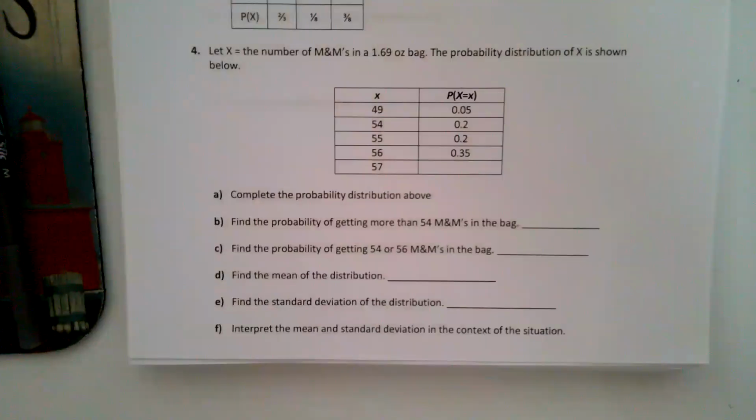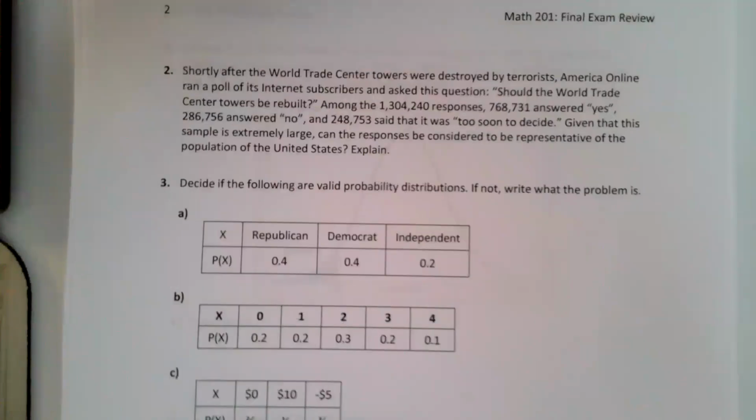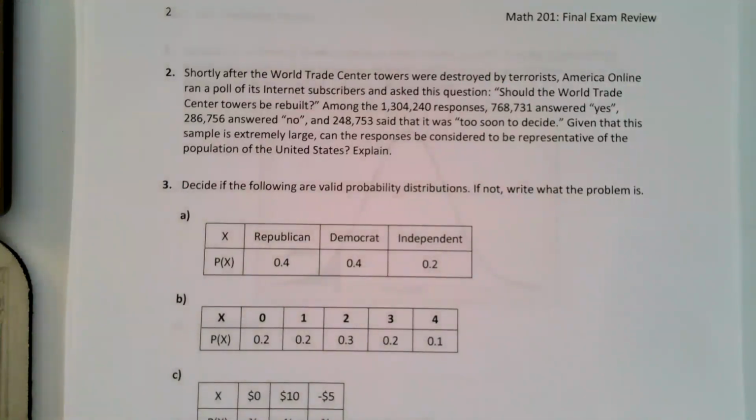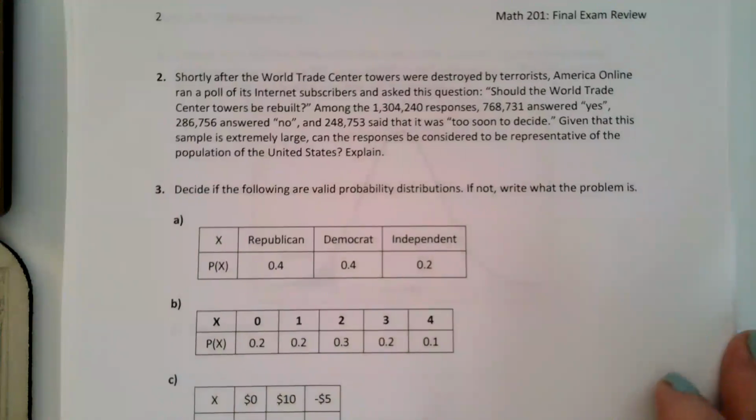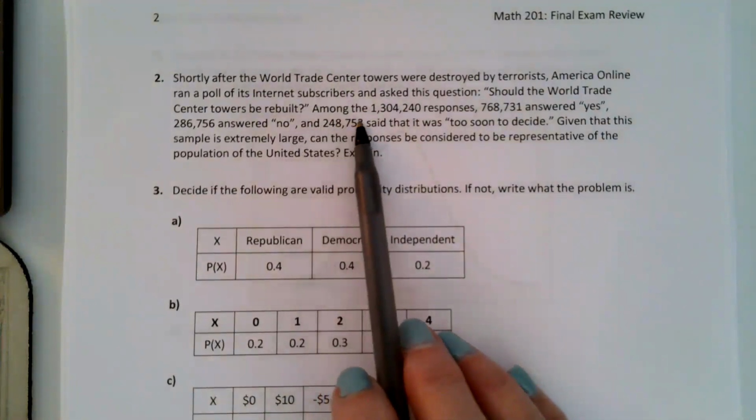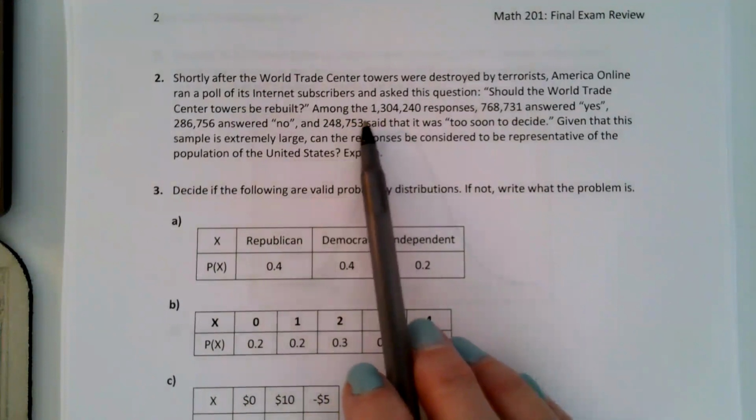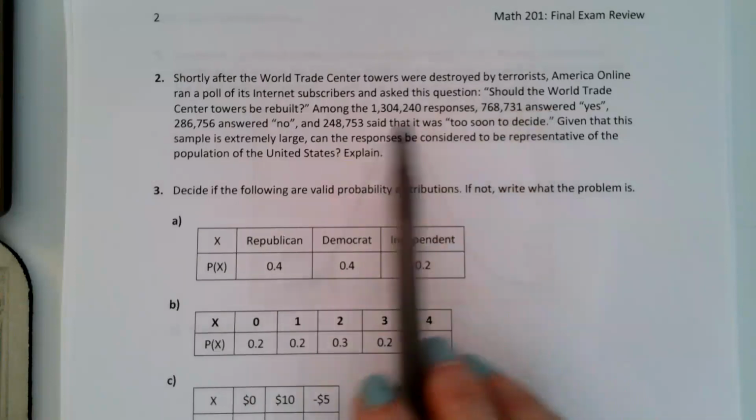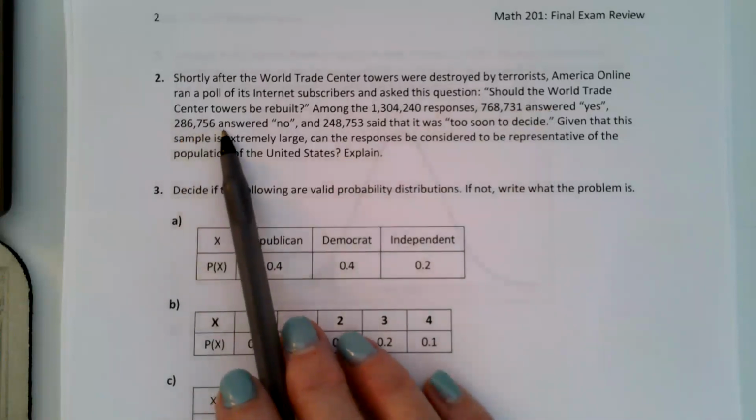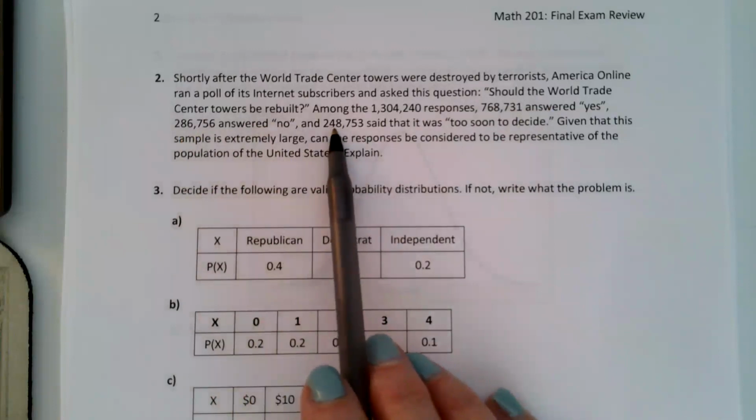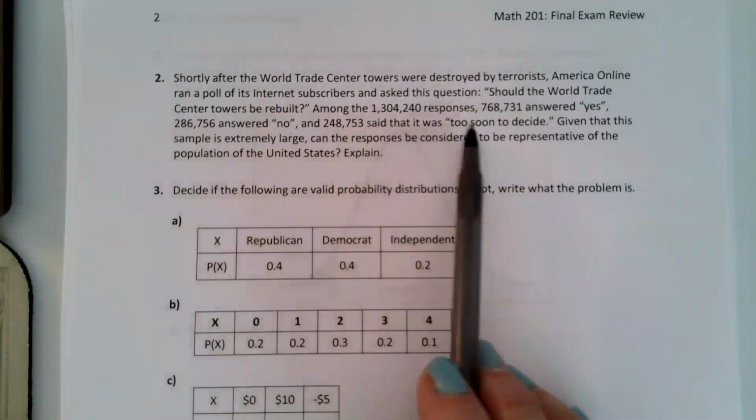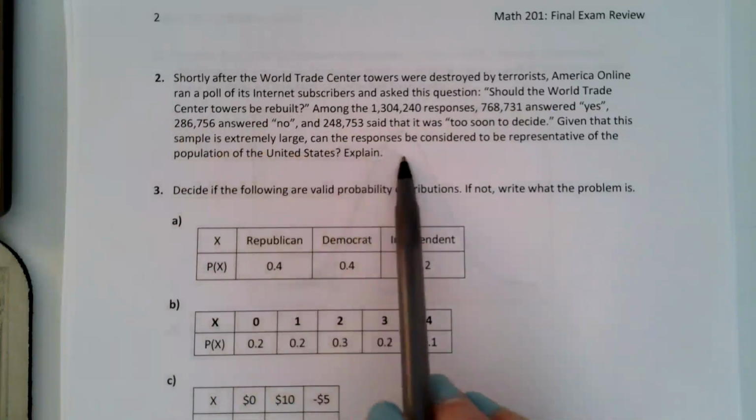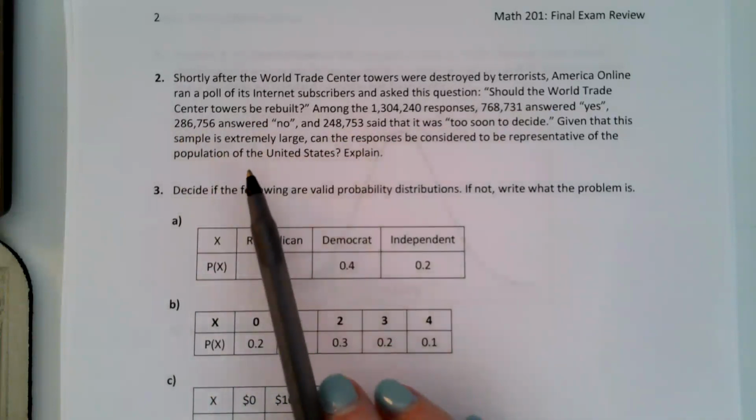Okay, question number 2 says, shortly after the World Trade Center towers were destroyed by terrorists, America Online ran a poll of its internet subscribers and asked this question: should the World Trade Center towers be rebuilt? Among the over 1 million responses, 768,731 answered yes, 286,756 answered no, and 248,753 said that it was too soon to decide. Given that this sample is extremely large, can the responses be considered to be representative of the population of the U.S.?